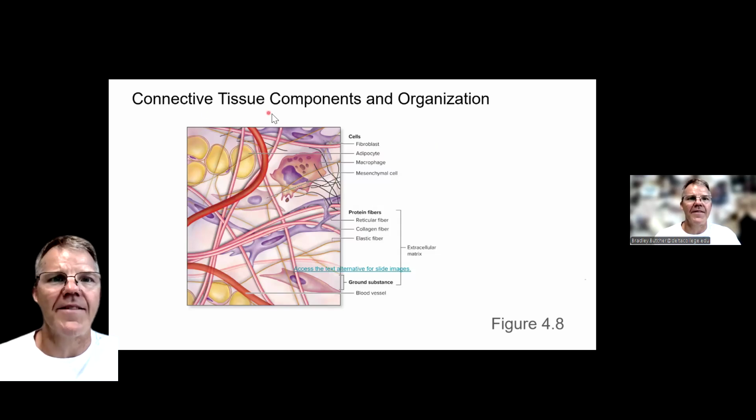So here we are looking at some connective tissue, some of its components. You might have a fibroblast up here. So this is a fat cell. You can see the nucleus here, and then this big glob of fat. Macrophage is a type of white blood cell. And then you have these mesenchymal cells in here, along with these fibers: reticular fibers, collagen fibers, elastic fibers, and we call this the extracellular matrix. So that's that matrix we were talking about.